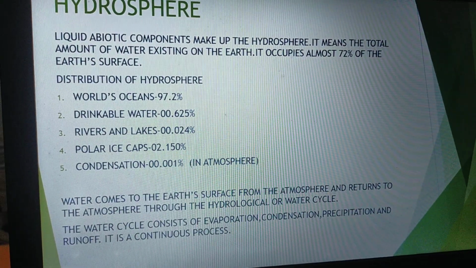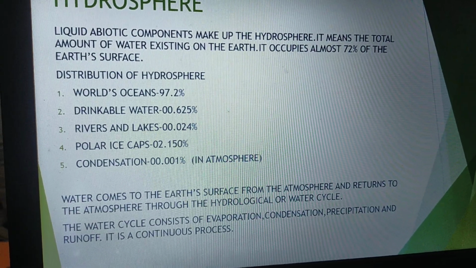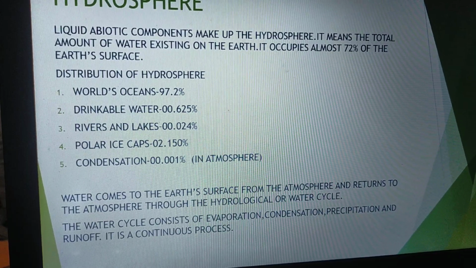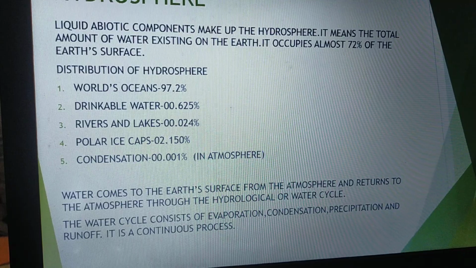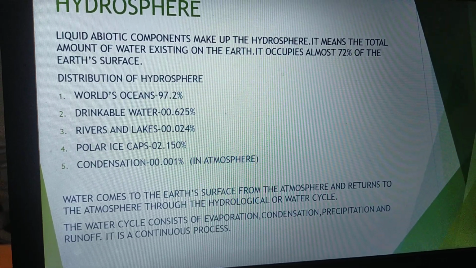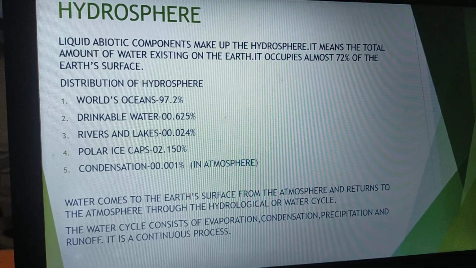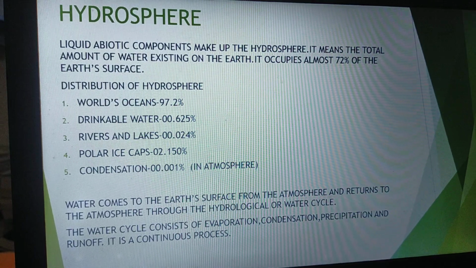The hydrosphere means the total amount of water that is existing on the earth. It occupies almost 72% of the earth's surface. So how is the hydrosphere distributed?